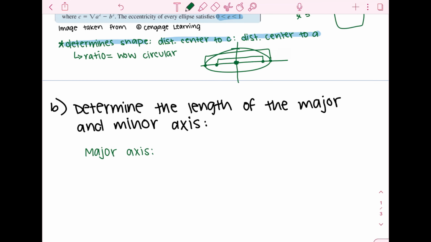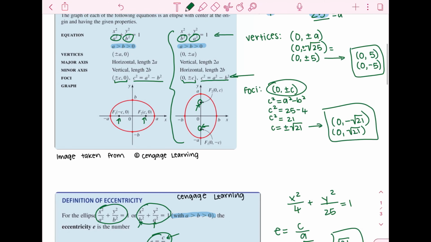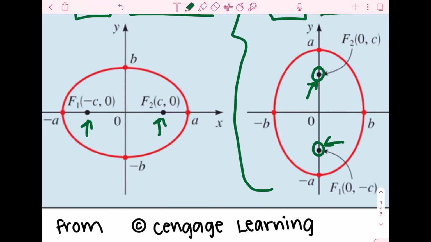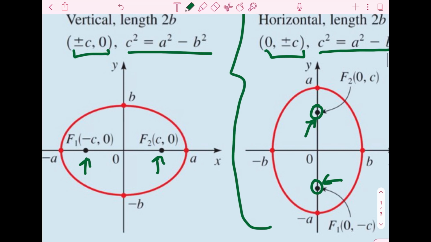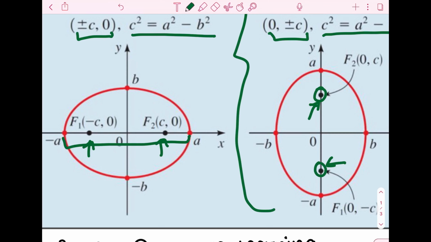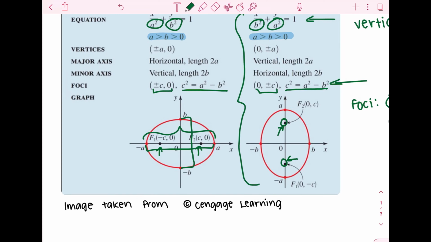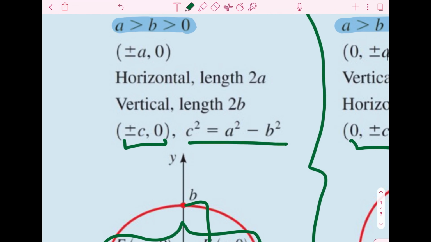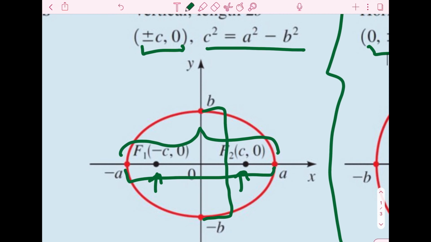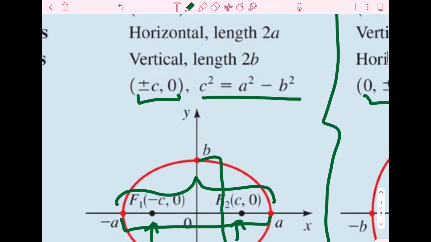Major axis. If you're wondering what a major axis is, it's basically the distance between our two A's, our two vertices. This is the major axis because you can clearly see that the ellipse is longer on this side as compared to the length of the two B's as compared to the two A's. Simply put, for this horizontal ellipse the major axis would be the horizontal length, and the minor axis would be the vertical length.